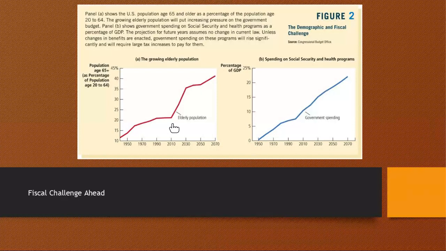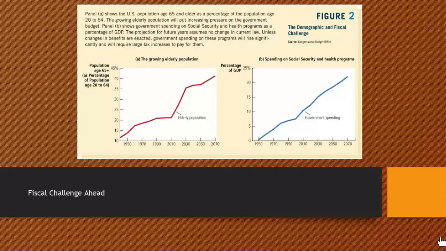In contrast, the baby boomers have shifted to only having less than 2 kids per household, around 2 kids, 2.5 kids. So the base of people paying taxes now is much smaller than the people demand, or not much smaller, but is growing increasingly smaller relative to the amount of people that demand those services. And so this is the fiscal challenge ahead.